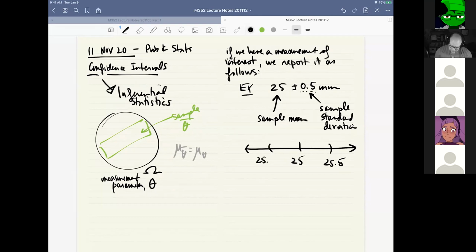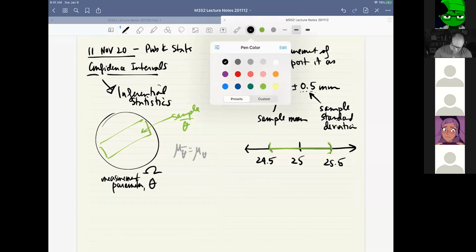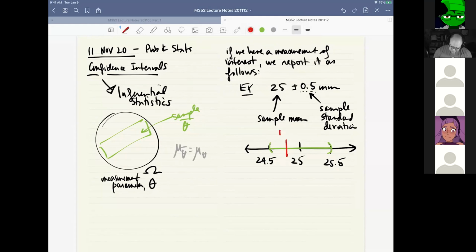And what it means is your measurements are in this interval. Okay. And likely, let's do this in red because it's important. Likely, the population mean is in that interval. Okay, the real value you anticipate is in that interval.